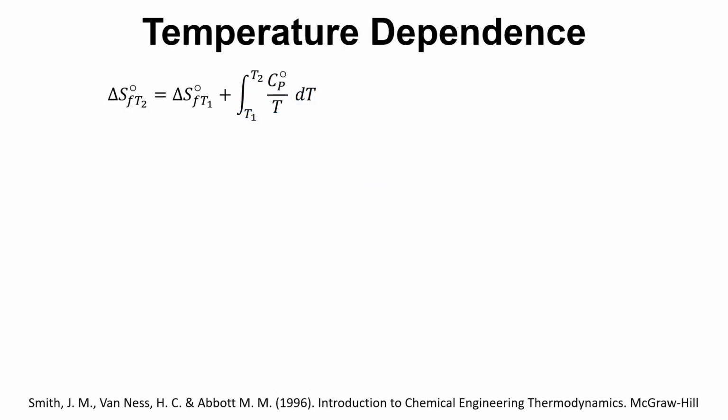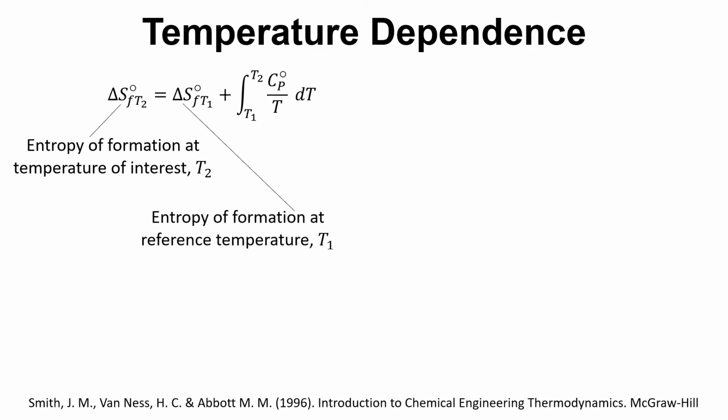Okay, now onto the temperature dependence. So we have this equation here where we have the entropy of formation at the temperature of interest, that's T2. We have the entropy of formation at the reference temperature T1 and the heat capacity. And that heat capacity is divided by T and then integrated from T1 to T2 with respect to temperature.